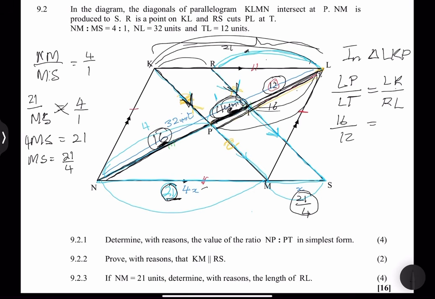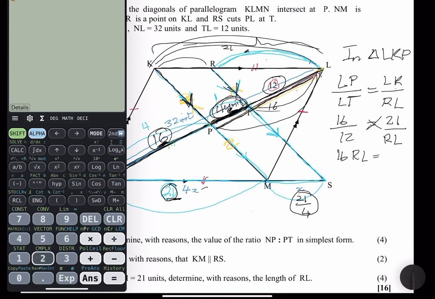By the way, you are supposed to show the reason for that, right? That it's parallel, it's a side that is parallel to the third side of a triangle, right? So in this case, that's 16 over 12 is equal to, so LK, we said LK is 21 over, right? So we're looking for RL in this case. So we can now cross multiply and find the value of RL. So I'm going to say 16 RL is equal to 12 times 21.